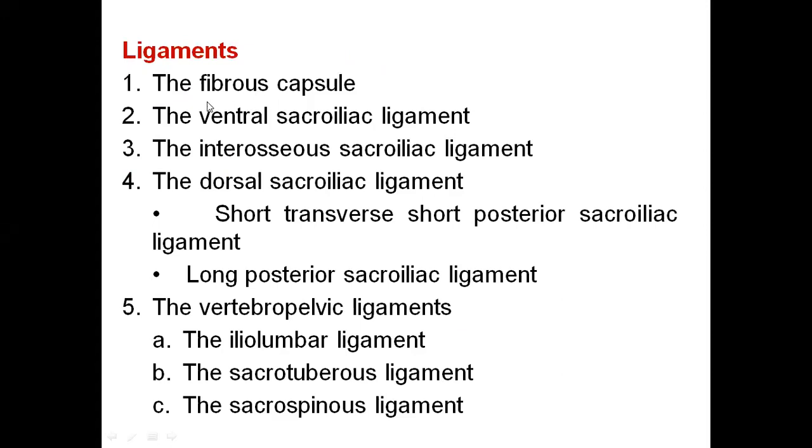The ligaments, what we see here, are the fibrous capsule like any other joint, the ventral sacroiliac ligament, interosseous sacroiliac ligament, dorsal sacroiliac ligament, short transverse, short posterior sacroiliac ligament, long posterior sacroiliac ligament, and the vertebropelvic ligaments: the iliolumbar, the sacrotuberous and the sacrospinous ligaments.